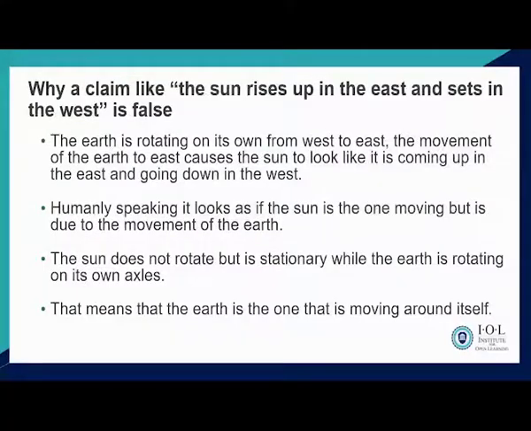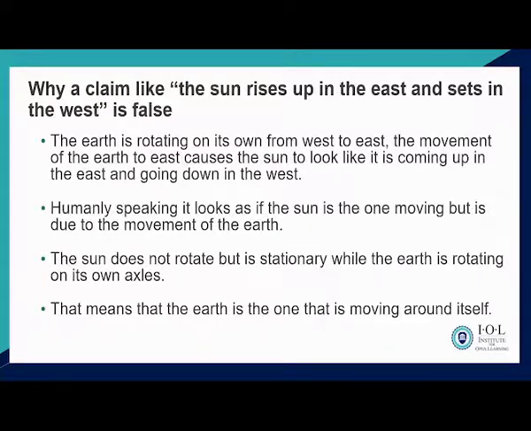The fact of the matter is that the sun does not move; only the Earth moves. The sun does not rotate, but is stationary, while the Earth is rotating on its own axis. It spins so fast that we don't feel any vibration at all. So the Earth is the one that is moving around itself, not the sun.